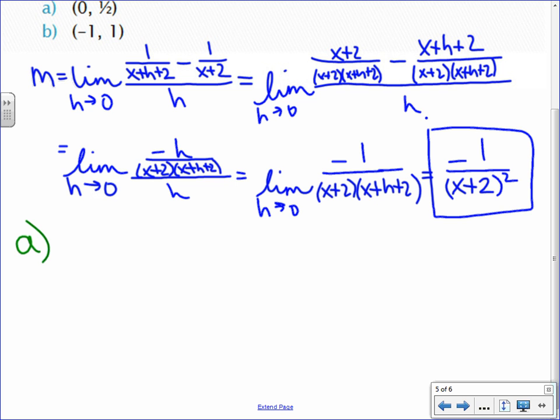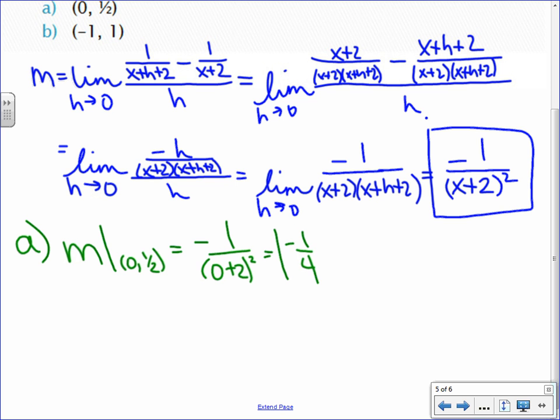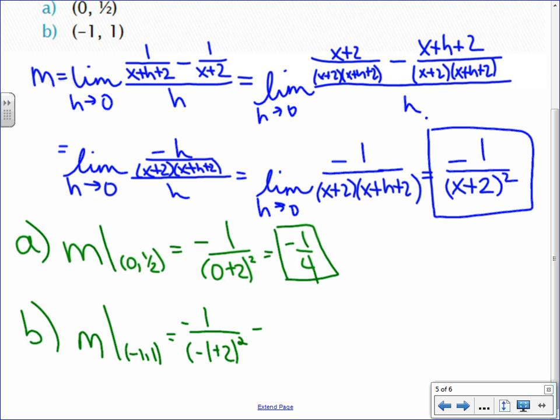Now, we want to evaluate the slope at the point 0, 1/2. Do you agree? Negative 1/4? Okay. We also want to evaluate the slope at negative 1. Negative 1?